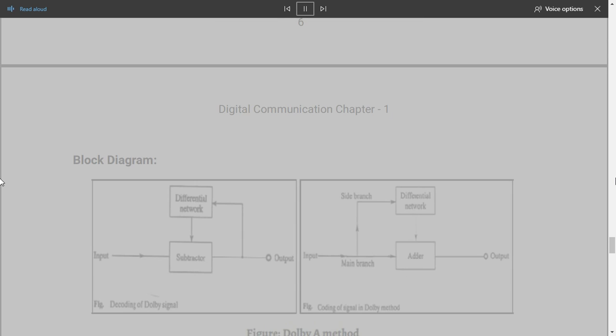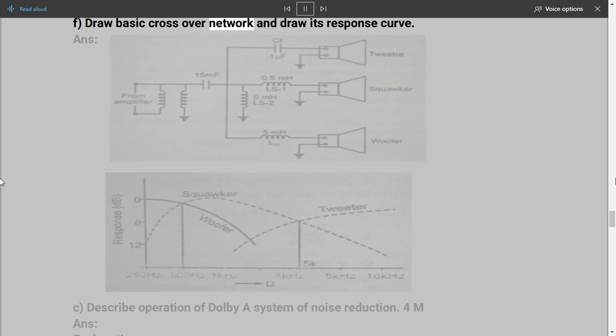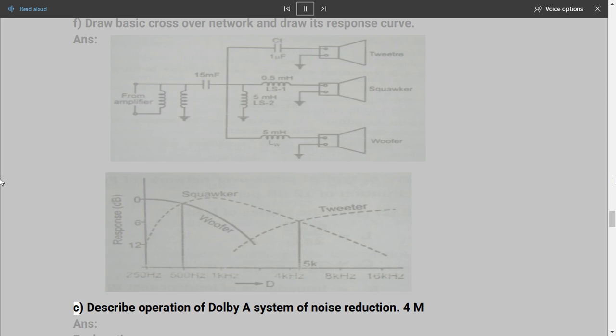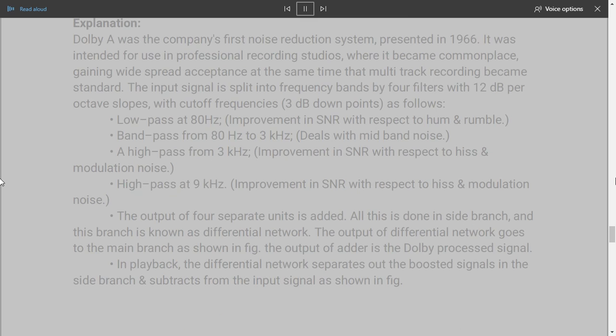F. Draw basic crossover network and draw its response curve. ANS. C. Describe operation of Dolby A system of noise reduction. For 4 marks, explanation. Dolby A was the company's first noise reduction system, presented in 1966. It was intended for use in professional recording studios, where it became commonplace, gaining widespread acceptance at the same time that multi-track recording became standard.